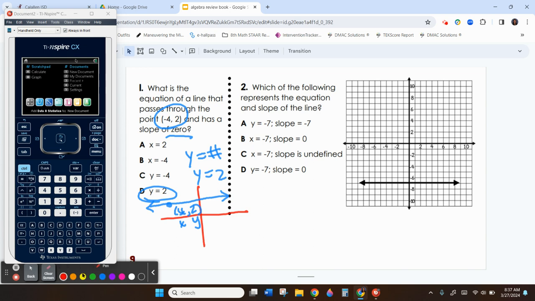Okay, number 2. Which of the following represents the equation and the slope of the line? Since this is a horizontal line, it's going to be y equals a number, and we're looking for what value it goes through. It's going through -7, so y equals -7. If we look at our answer choices, A and D both say that, so we can cross out B and C. Next, we're looking for our slope. Since it's a horizontal line, our slope has to be 0.